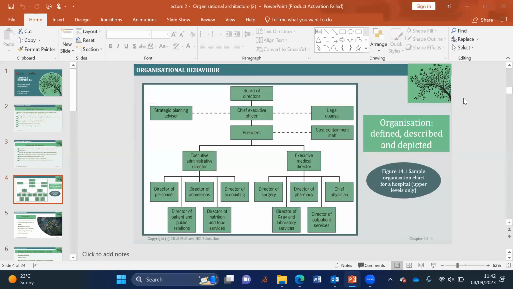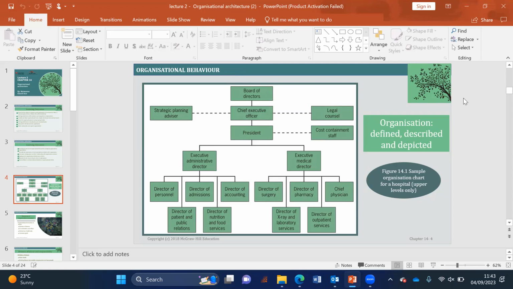Okay, now looking at this picture, you can see that it has board of directors, strategic planning, chief executive officer. There are levels and there are designations. This is an organizational chart. This means this is something that shows you where everyone fits in the organization. It could also be called the hierarchy of the organization or how designations are placed and who reports to whom. So it's important to have an organizational chart.